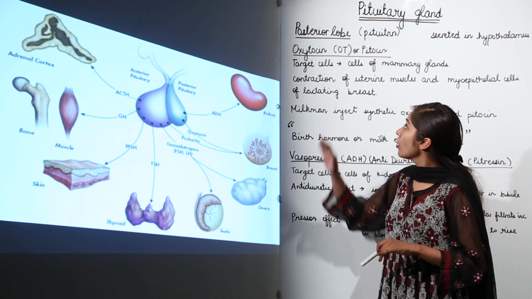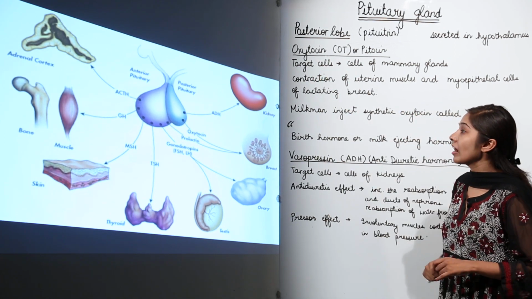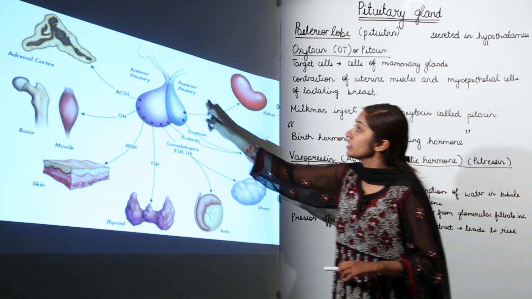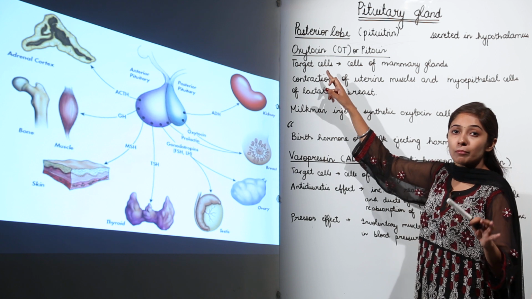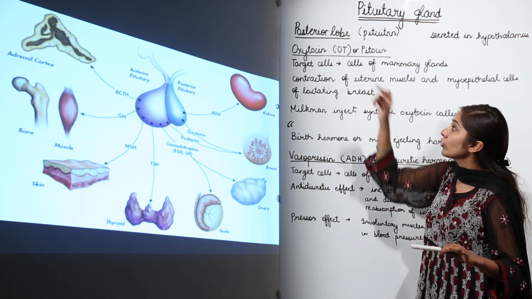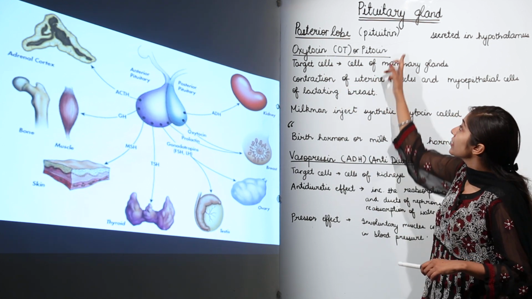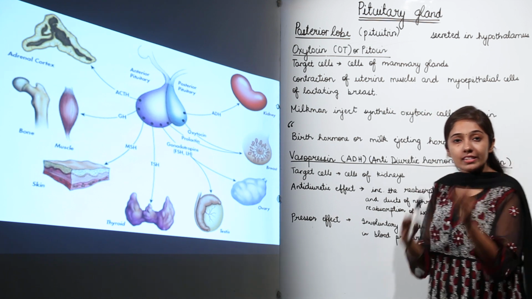So we have oxytocin and the vasopressin hormone that is secreted by what? The posterior lobe, right? So let's discuss the functions. Well, before that, remember oxytocin is OT. You can also call oxytocin as pitocin, right? What are the target cells for oxytocin?